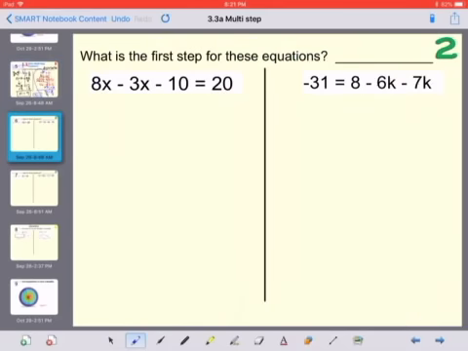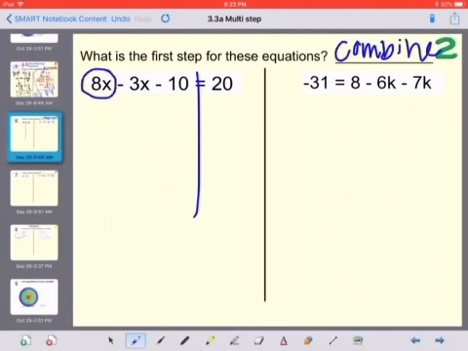Next, it says, what is the first step for these equations? Again, we have multi-steps here. First thing I would do is notice we want to get our letter all by itself. In both of these, we have 2 letters. So first, I would combine your like terms. On the same side of the equal sign, we can combine any like terms. Be careful that you include the negative with whatever comes after it. 8 and a -3, there are more positives. 8 minus 3 is 5, so we have 5x. And then just copy the rest. Minus 10 equal to 20.